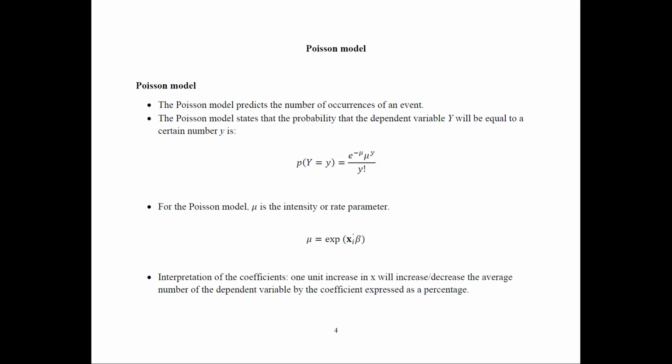And when we use this model, we usually use mu as the intensity or the rate parameter, and mu equals exponent of xi prime beta is how we put the independent variables into the model. So they come into the mu and they show up a couple times in the formula. That's the functional form. So once we estimate the model, the way to interpret the coefficients is that one unit increase in x will increase or decrease the average number of the dependent variable by the coefficient expressed as a percentage. And I will give you examples in the next video how to do that.